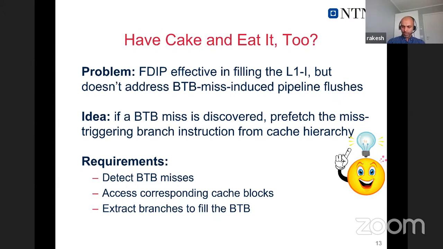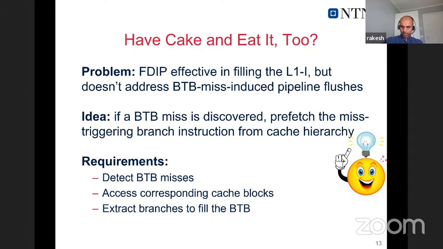So how do you detect a BTP miss? If you have a traditional BTP and you access it with a PC and there is a BTP miss, it can be because of two reasons. First, the instruction that corresponds to this PC is not a branch instruction. So you don't need to have information about this instruction in the BTP. And second, the instruction is actually a branch instruction, but it's not in the BTP because there was not enough space. So it's really hard to distinguish between these two cases because one of them is a genuine BTP miss and the other is a side effect that the instruction is not a branch instruction.